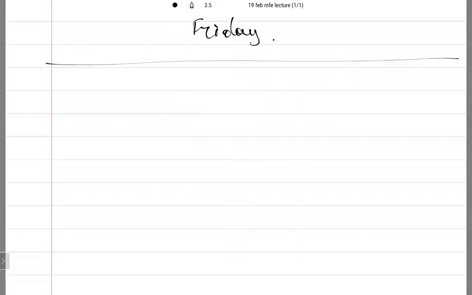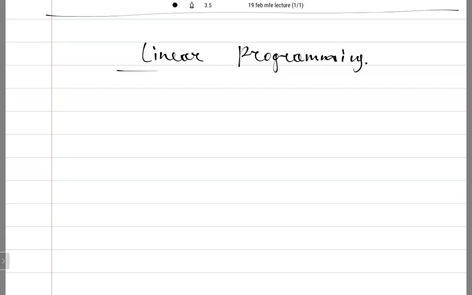Okay, let's move on. Today we will start considering what is called linear programming. And we need funny stories. Okay, I will try to provide some funny stories.